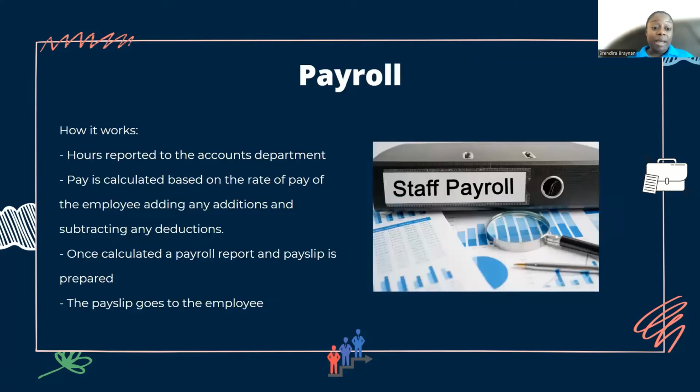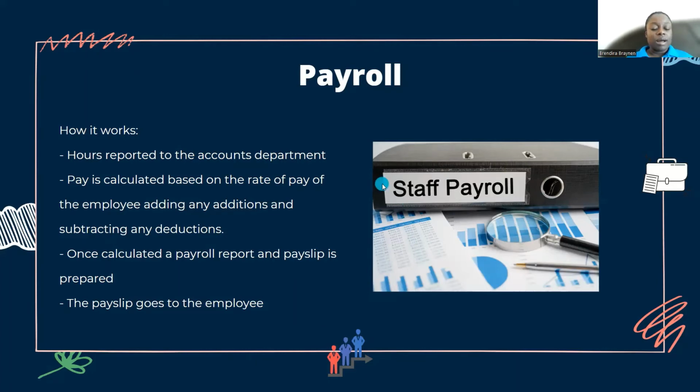Next is another big one, payroll. And so how payroll works is we have hours reported to the accounts department of how much time an individual has worked. And so the accounts department takes the amount of hours they've worked and calculates their pay based on the rate of pay that the employee agreed to in their contract. And so if they agreed to get paid $10 an hour and they worked 8 hours for the week, then they get paid 8 times 10, a base pay of $80 for the week.